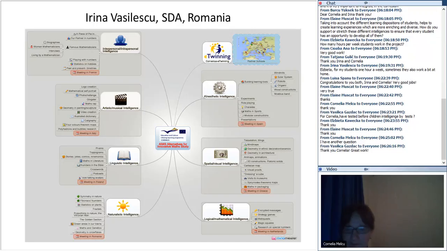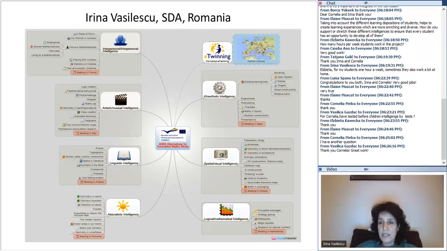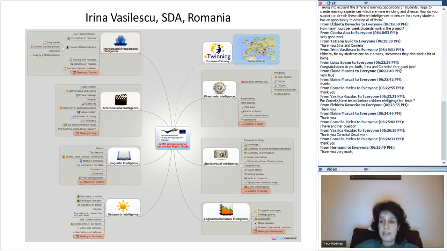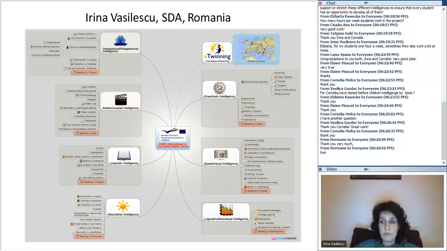I would like to say that after testing our students, we decided on the multiple intelligence type to be addressed in our community meetings in our countries, and we all chose the less dominant, so the weakest intelligence type for our students. For example, for my students, the weakest intelligence type was the naturalistic one. So in May, we're going to have a common meeting, the final meeting of the project, and we're going to do activities regarding the naturalistic type of intelligence, which should be interesting, I hope.